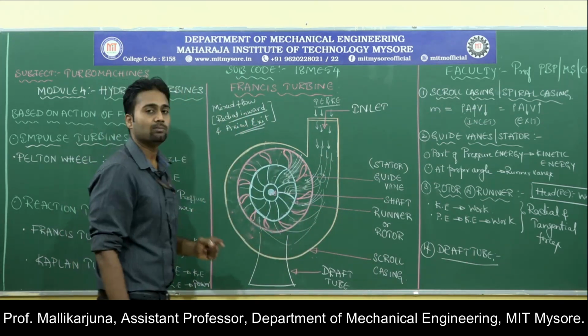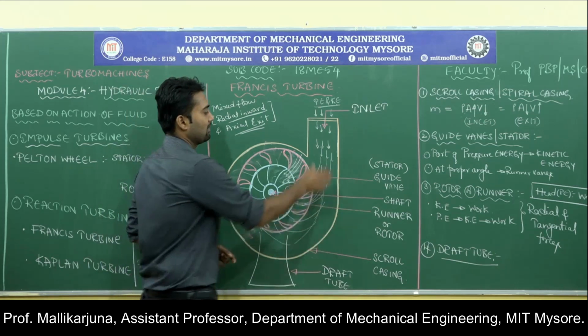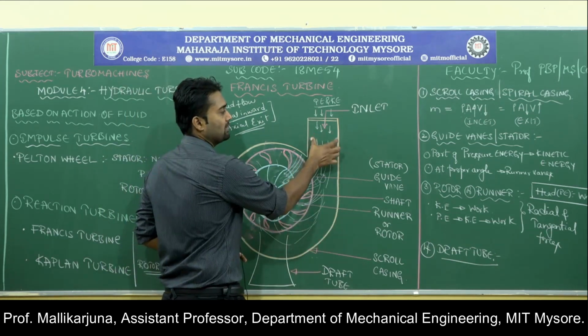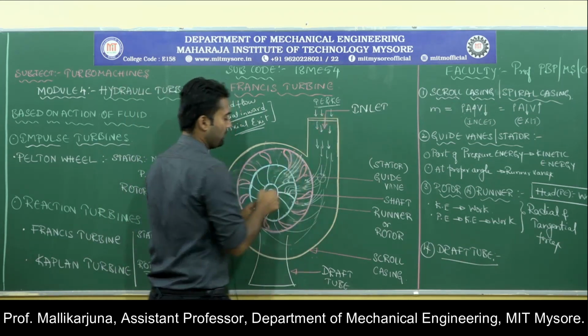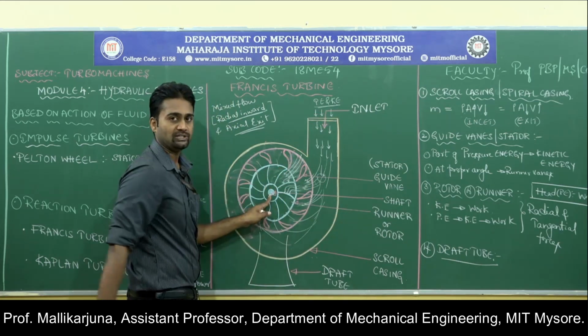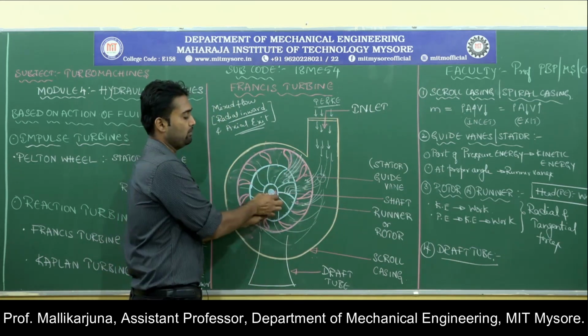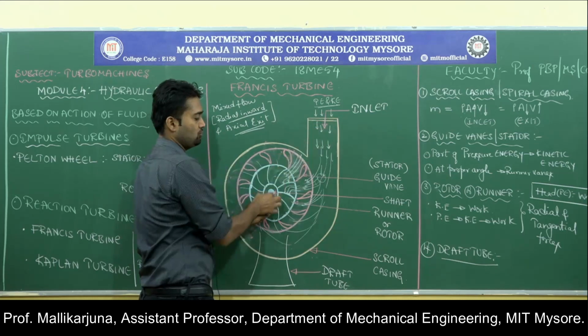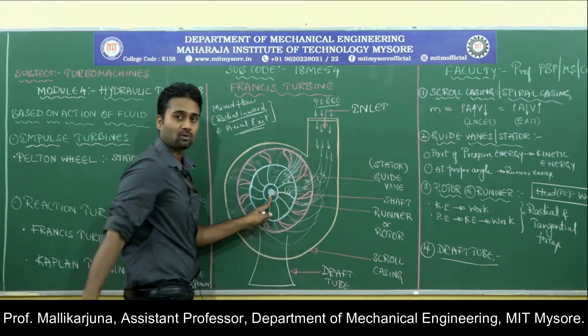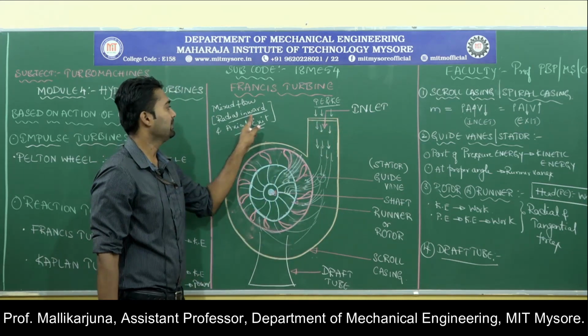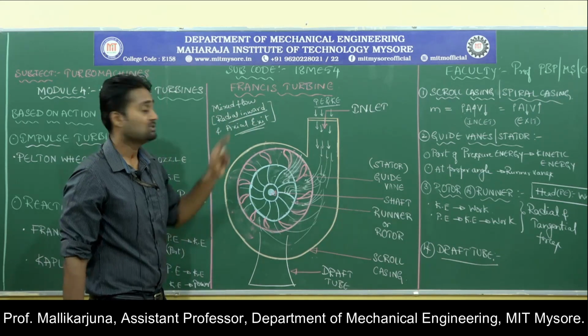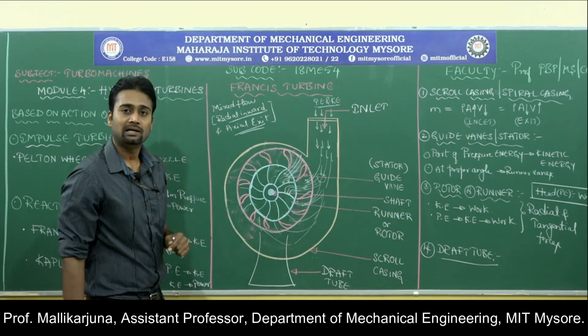And one more thing we have to observe here is that the entry portion of the machine is too far from the axis of rotation. This entry portion of the fluid is too far from the axis of the rotation. That is why it is considered a radial inward.